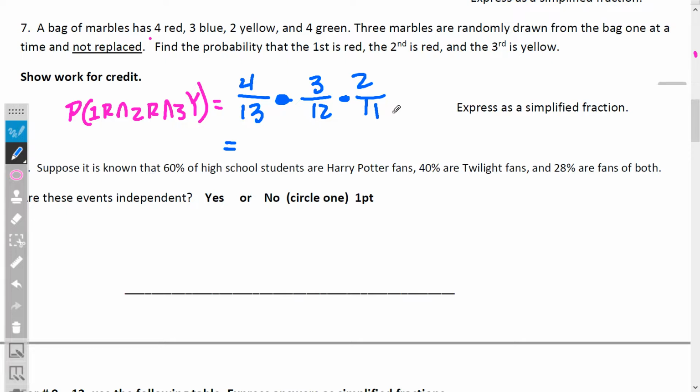So 4 times 3 times 2, so we have 24 over 13 times 12 times 11, which is 1716. And then we can simplify this in the calculator. 24 over 1716, 2 over 143. There is a 2 over 143 chance that you pull out the marbles in this way.